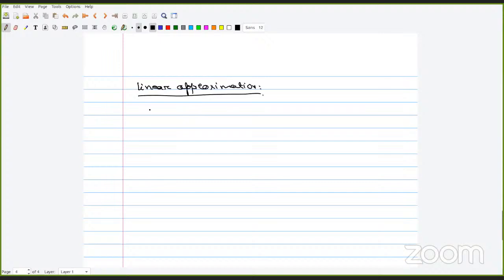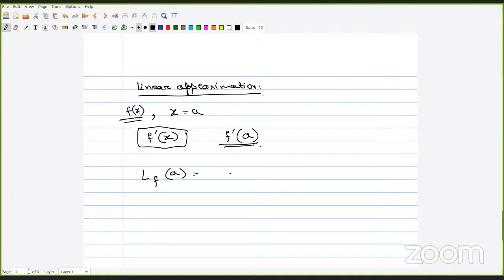So linear approximation at some point x equal to a. If I want to approximate the function f(x) by a linear function at x equal to a, what do I have to do? I have to calculate the derivative first. Okay, what is f dash x? And I have to calculate the derivative at that point. So I have to calculate f dash a, and the linear approximation, that is L f at a, will be f dash a into x minus a plus f a. Basically, this is nothing but the tangent at that point. That is the linear approximation.